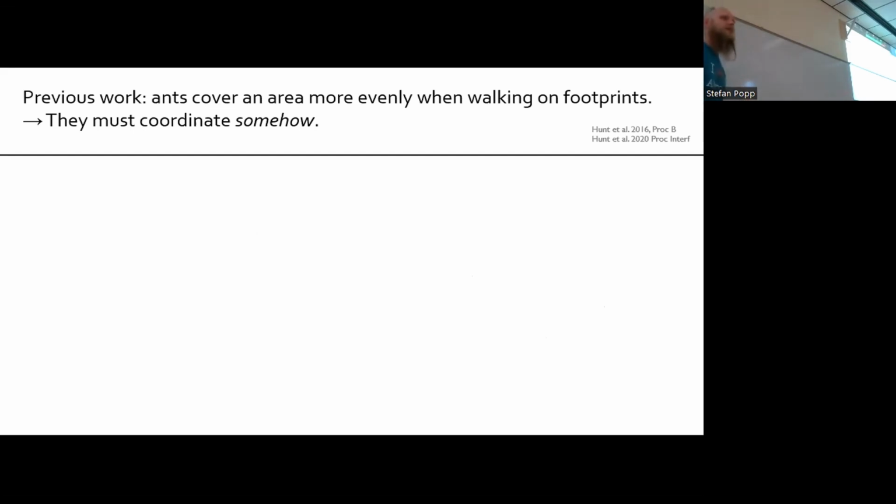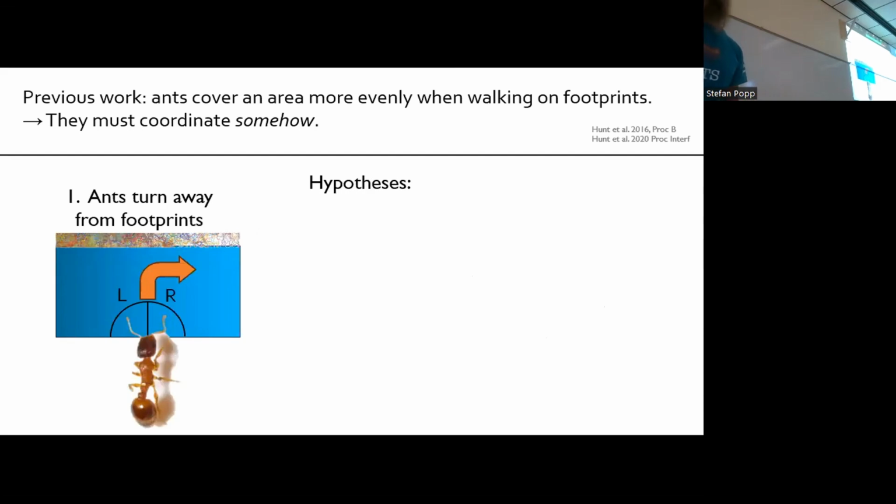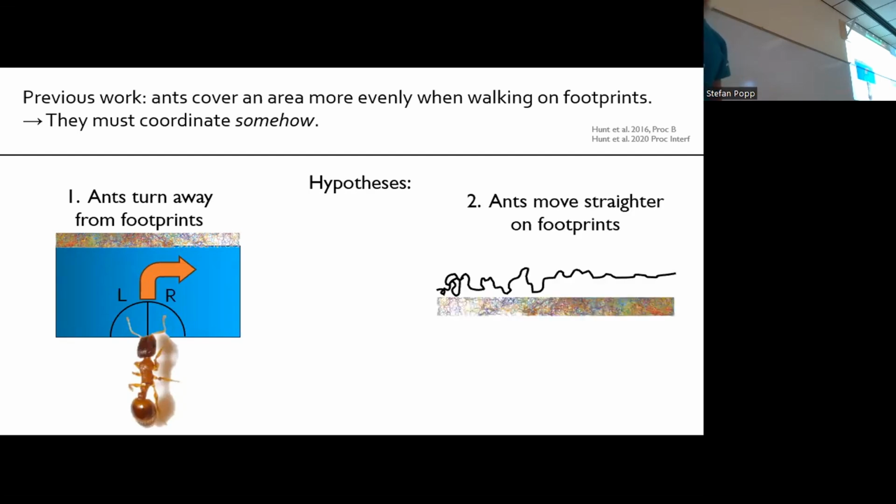And so previous work has actually shown that ants cover an area around their nest more evenly when they are walking on footprints, so when other ants have been walking on there before. So that means that they do have to coordinate somehow. And I investigate two hypotheses. One is that the ants are turning away from the side with a higher footprint concentration. And the other one is that the ants are moving straighter when they are on the footprints.